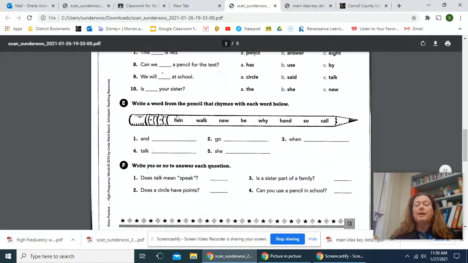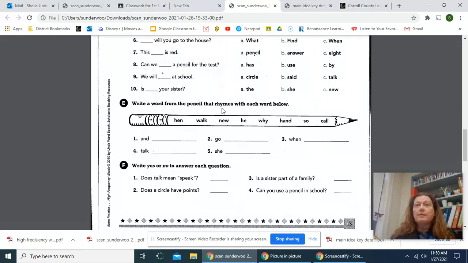Part E, write the word in the sentence that rhymes. So rhyming means that it sounds like bat, cat, sat, hat. Okay? So you're going to rhyme a word. And there are 1, 2, 3, 4, 5, 6, 7, 8 words. Okay? And these all will go in here. All right? So you're going to need to see what rhymes with each word.